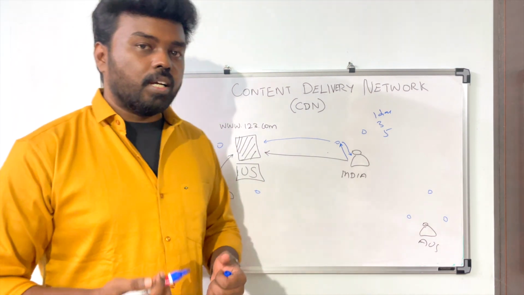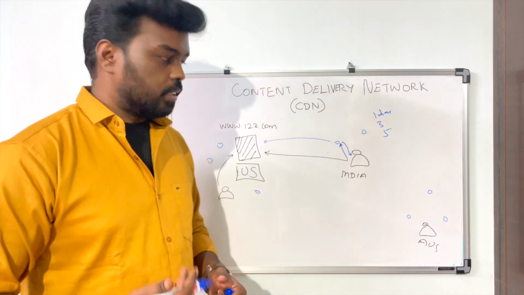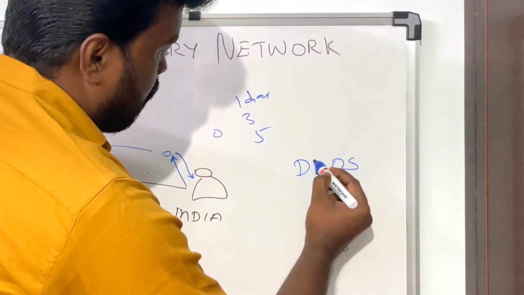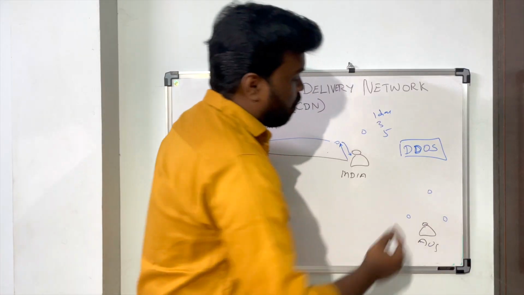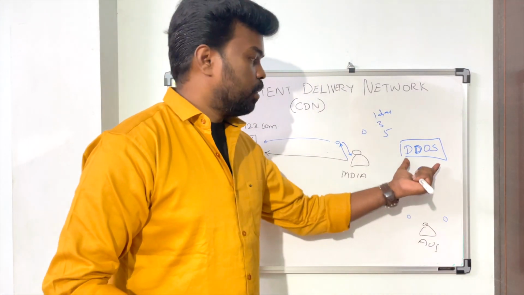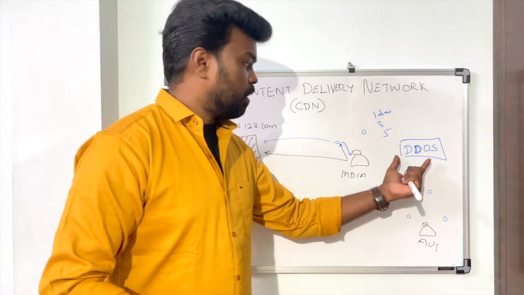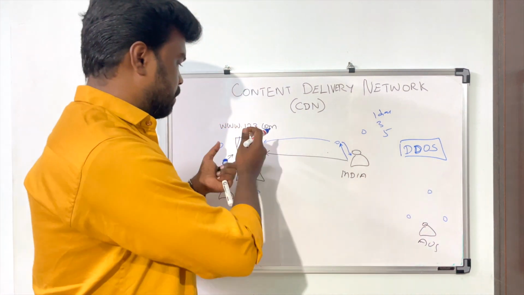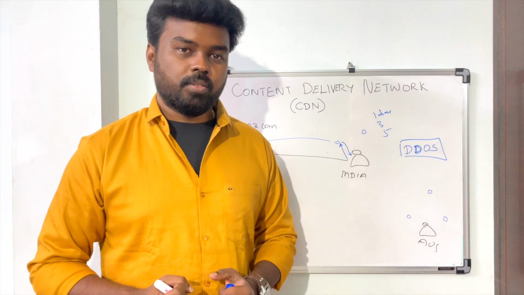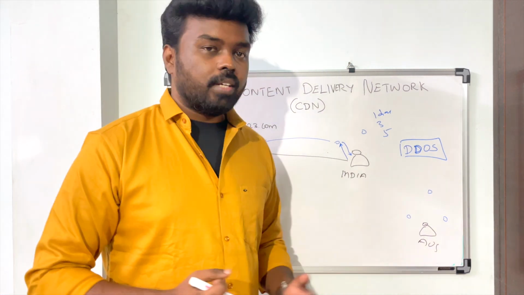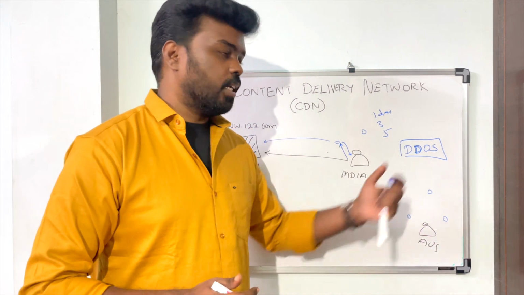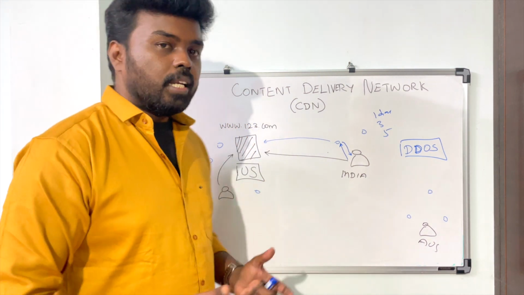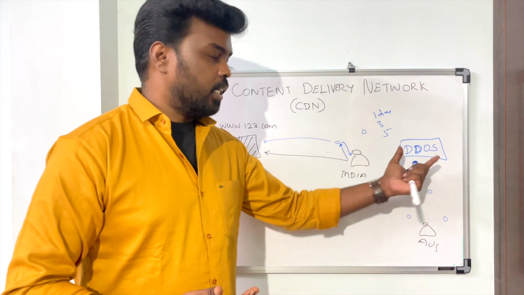And another important advantage that we get out of the CDN is protection from DDoS attacks. In one of the other videos, I talked about DDoS in great detail. This is nothing but a distributed denial of service attack, which sends a bulk of requests to your web server and brings the web server down. If you haven't looked into that video, I would highly recommend you watch the DDoS video before this one. So how does the CDN actually help you against this DDoS attack?